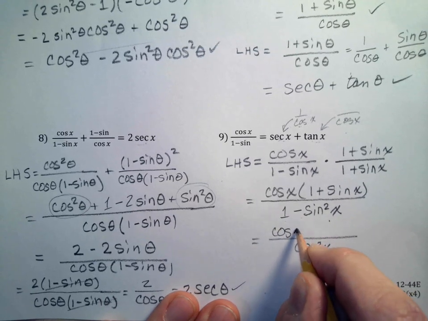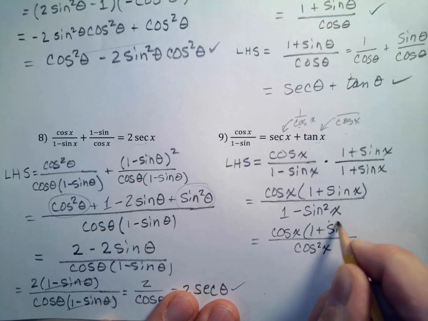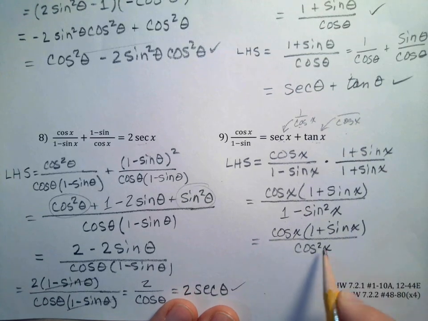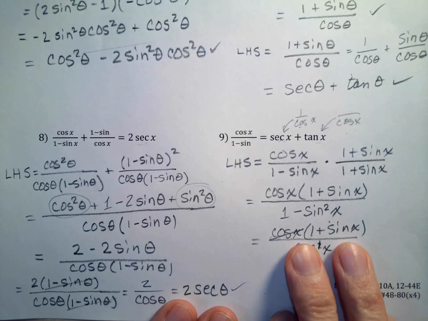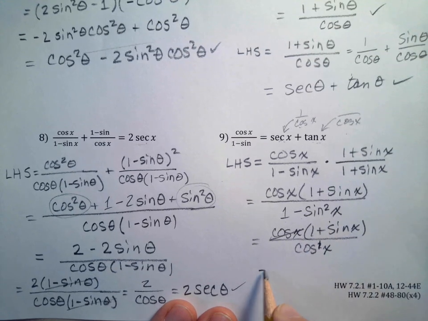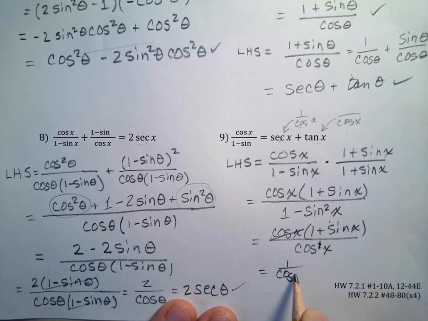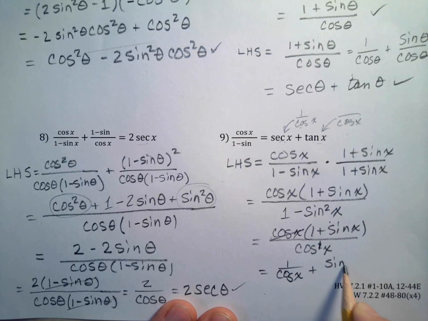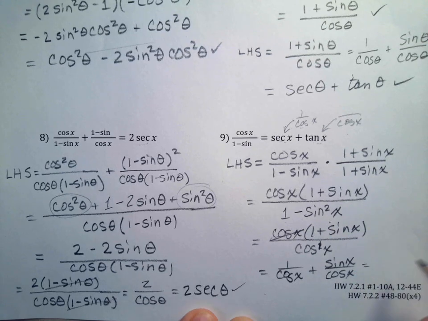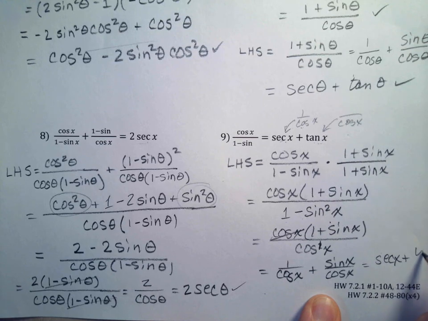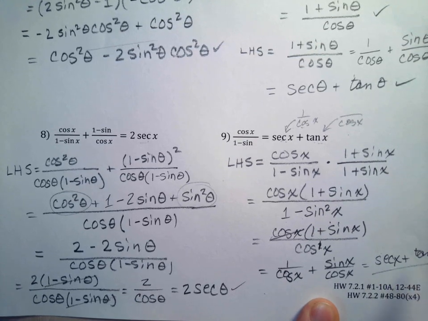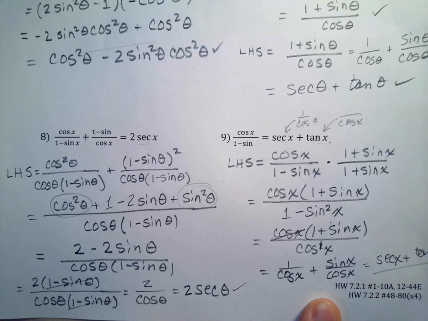And I have a cosine x up above, 1 plus sine x. So one of these will cancel with us. So this goes away and this becomes a 1. And then really I can break that into 2. So I can say that's 1 over cosine x plus sine x over cosine x, but this becomes then secant x, and then this is tangent x. And that is what we're hoping the right-hand side would be, so we're good.